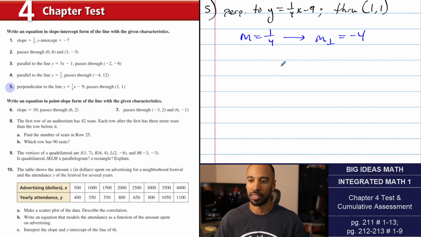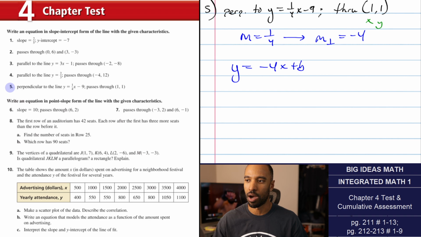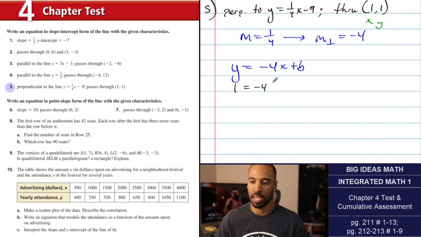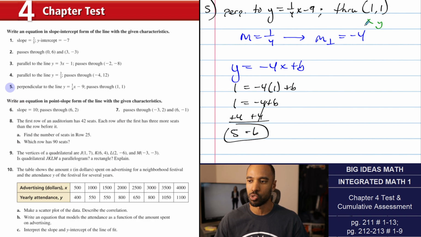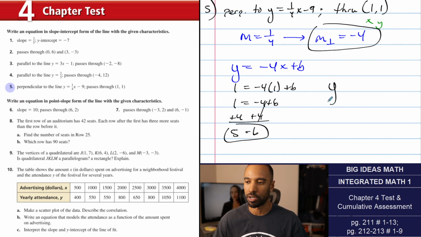So this time I'm going to write it like this, okay? We need an equation that is y equals -4x plus b. I have an xy right here and (1, 1) that I can substitute here. 1 is -4 times 1 plus b, and we solve for b. If I add 4 to both sides, I get a b value of 5, and that's what goes into my equation there. So we got this b, we got this m. We're going to say y equals -4x plus 5.